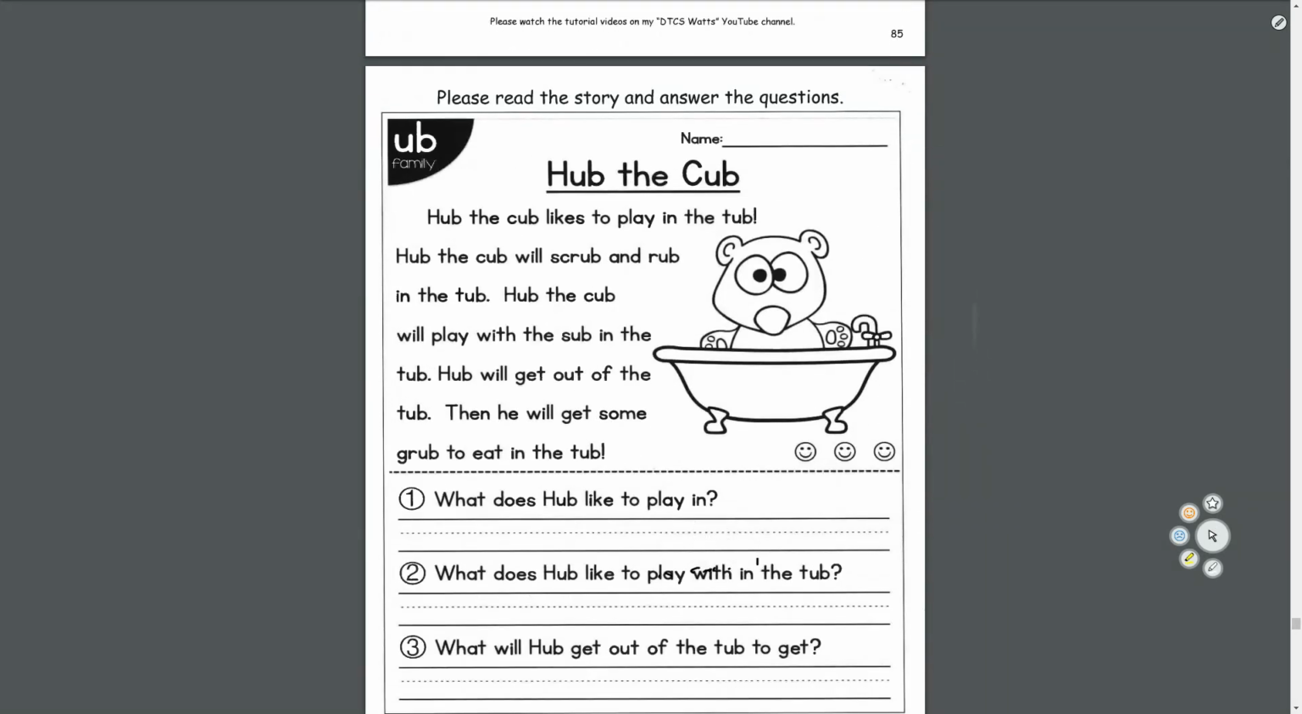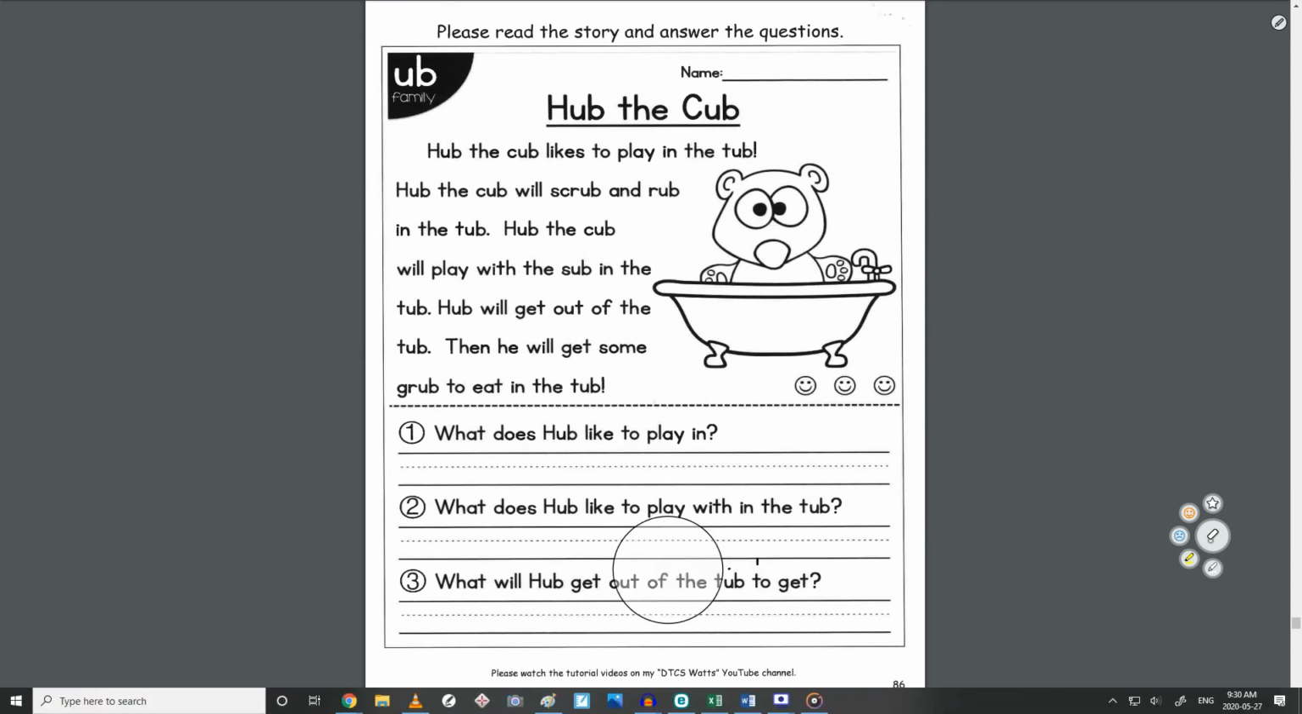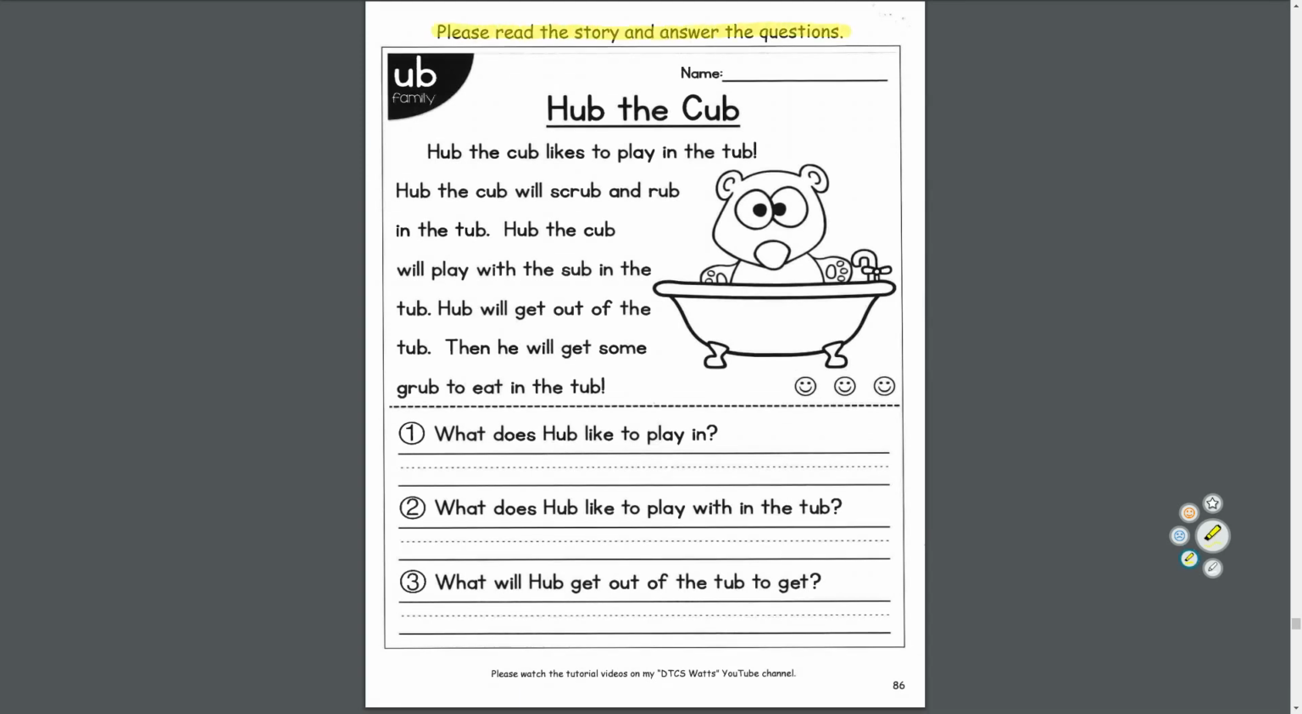Okay. Story time. Hub the Cub. Please read the story and answer the questions. In this story, we'll see the ub family. Ub, like cub, tub, and scrub. Ub. And the story is called Hub the Cub. Let's look at the picture. I see a bath, and I see a bear, and that must be a cub. A cub means like a baby bear, a bear cub.